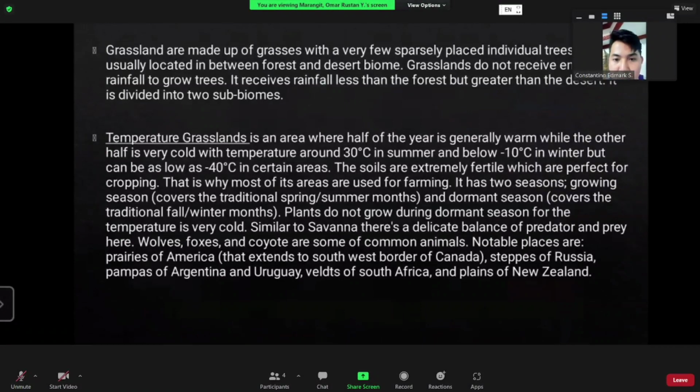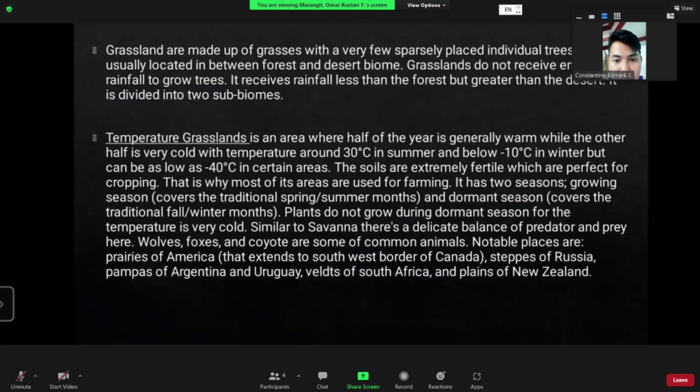Grasslands are made up of grasses with very few, sparsely placed individual trees. It is located in between the forest and the desert biome. So dito natin matatagpuan sa kalagitnaan ng forest and desert yung grassland. Grasslands do not receive enough rainfall to grow trees. May nare-receive naman siyang ulan kaso hindi siya enough para mabuhay yung mga puno. It receives rainfall less than the forest but greater than the desert.